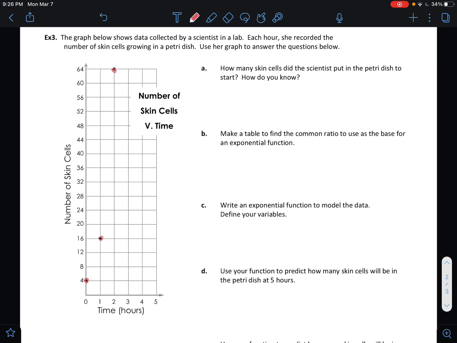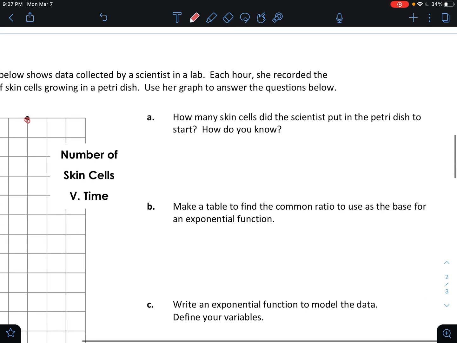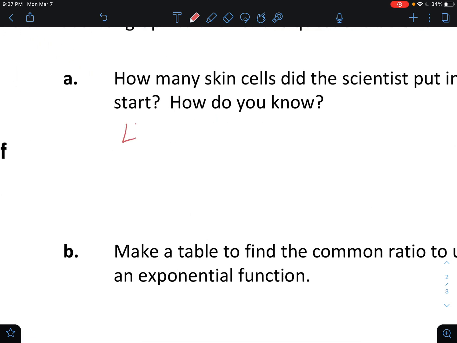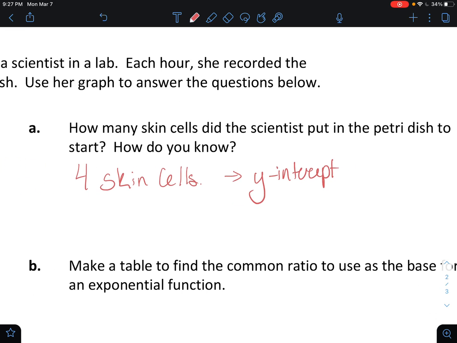Letter A says, how many skin cells did the scientist put in the petri dish to start? Well, we know we start at 0 hours. That's our starting point. We're looking at the number of skin cells. So 4 skin cells, because that's where it was at 0, 4. And how do we know? Because that's my y-intercept. That's the starting point of our graph.